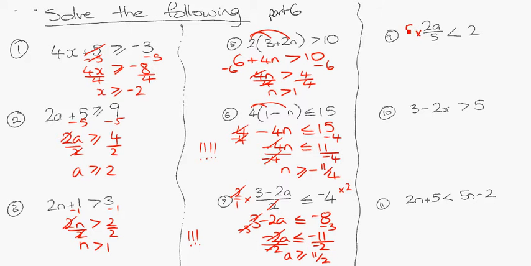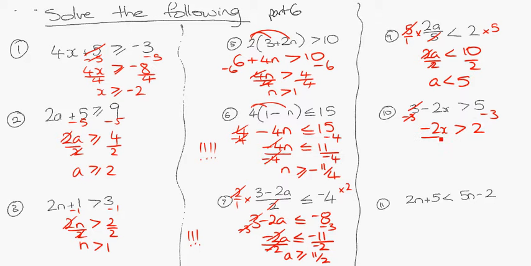Right, multiplying by 5, or actually 5 over 1 is what we're multiplying by. Leaves me with 2a less than 10. Dividing both sides by 2, a is less than 5. I'm going to subtract the 3. 5 minus 3 is 2. Once again dividing by -2, both sides. So bells are going off. Reverse the sign. -1. X is a number less than -1.